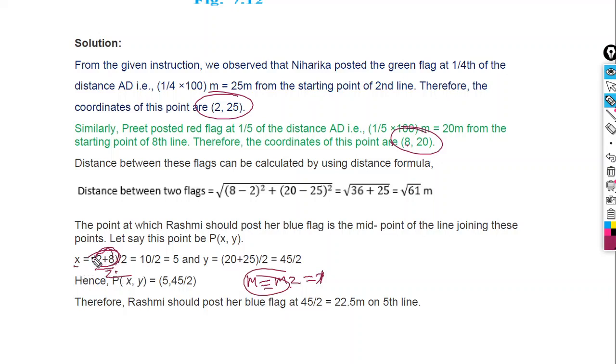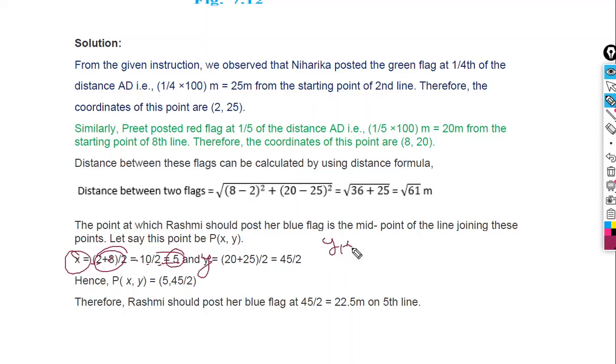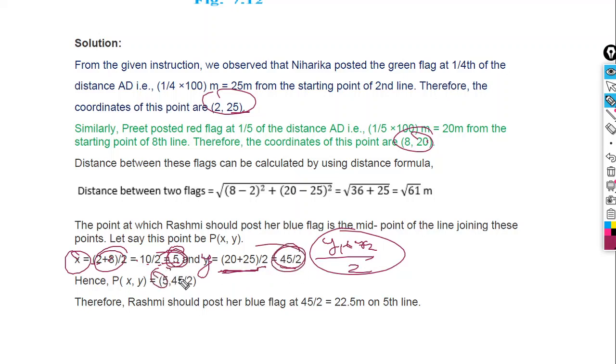Now 2 plus 8 by 2: 2 plus 8 is 10, 10 by 2 equal to 5. So the x coordinate is here 5. Similarly, the y coordinate will be (y1 plus y2) divided by 2. Y1 is here 25, y2 is 20. So 25 plus 20 divided by 2 is 45 by 2. So your coordinate will be (5, 45/2). So this is the solution.